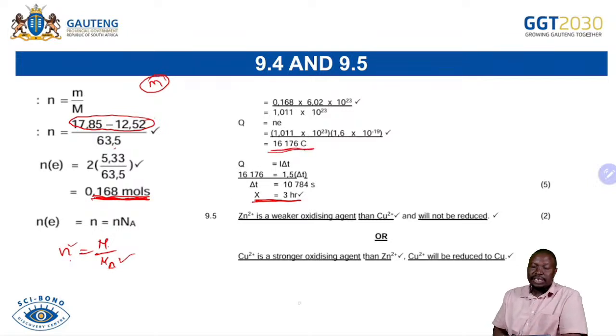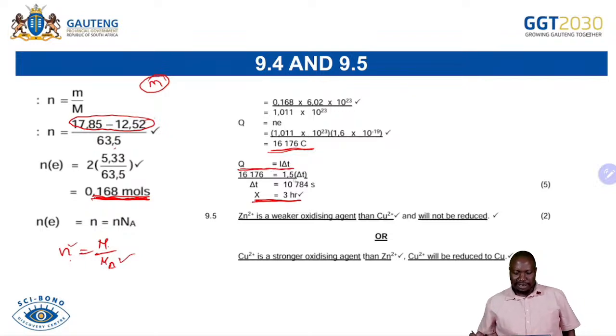We got that our charge is 16,176 coulomb, and then we can simply calculate the time, since the charge is I times delta t. In this case, the charge was 16,176 equals 1,5, which is our current that was given initially. And then we're able to calculate our time as being the last one here.